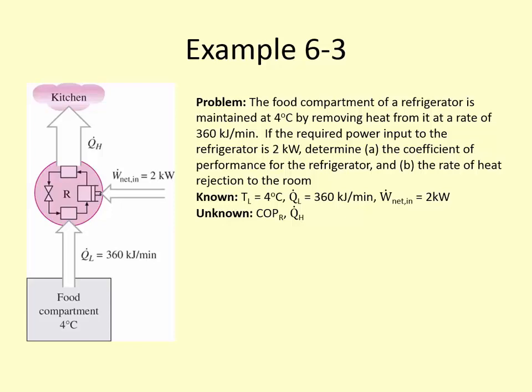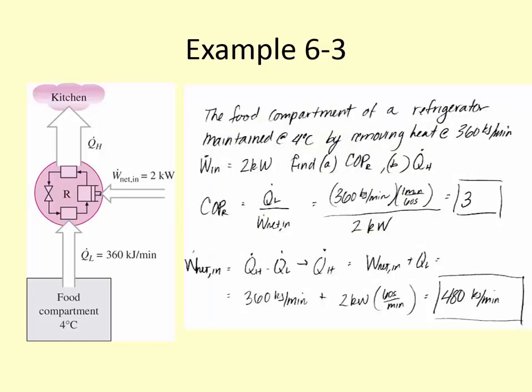So if you forget the equation for coefficient of performance, you think, okay, what is the whole point of this system? It's to remove Q sub L from the food compartment. So if we calculate our coefficient of performance, it's based on our desired outcome, which is removing Q sub L from the refrigerated space, divided by the required input, which is this work net in. So Q sub L is 360 kilojoules per minute, and work net in is 2 kilowatts. Are those equivalent units?